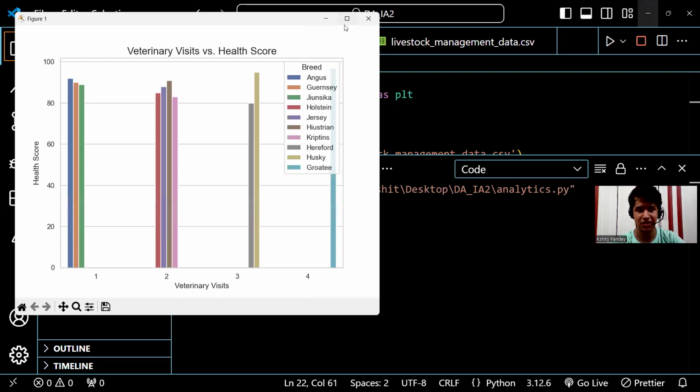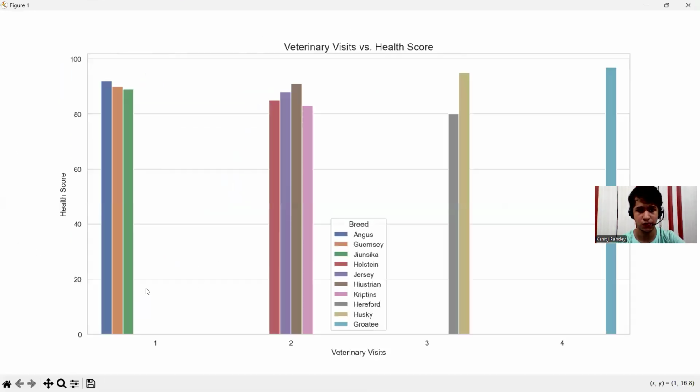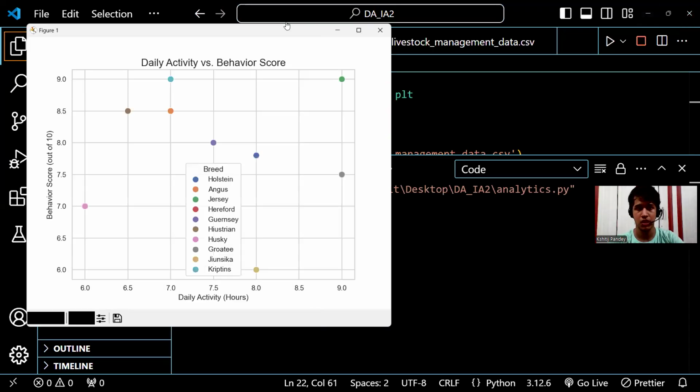Maternity visits versus health score. You can see that again, Agnes had very few maternity visits and a very high health score, whereas Groti had very high maternity visits as well as a very high health score. By this, the farmers can come to know which animals have what health score, and how many maternity visits they require.